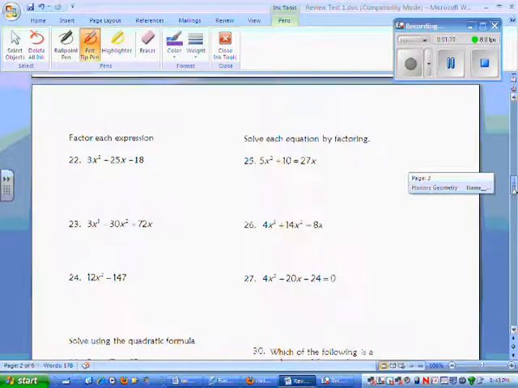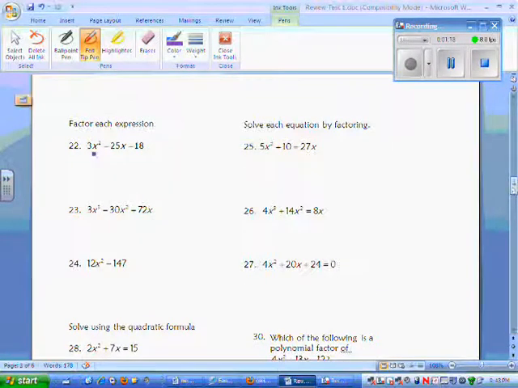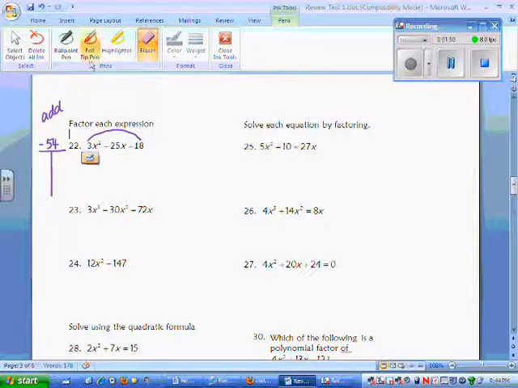So, to factor, our first step is to always look for a GCF. So anything that goes into 3x squared, 25x, and 18. Now all three terms don't have an x. In all three terms you cannot take out a 3. You could take out a 3 here and in the last term, but you cannot take it out of the 25. So we're going to multiply the 3 times the negative 18, which gives us a negative 54. Okay, think of factors that multiply to 54, and we're looking for 2 that add to negative 25.